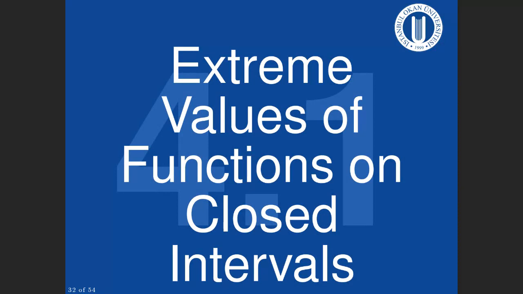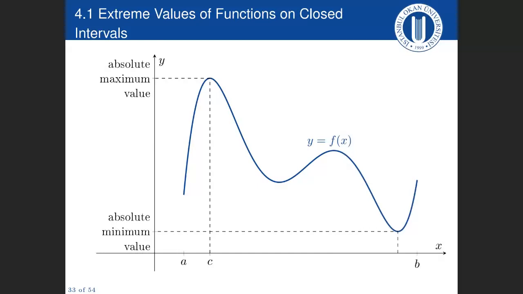And let's continue. Section 4.1 is about extreme values of functions on continuous intervals. Look at the graph of this function. Where is the function biggest and where is the function smallest? And what is the biggest or the maximum value of this function?